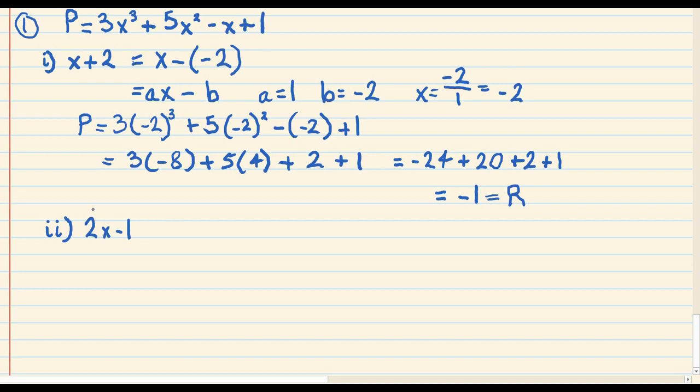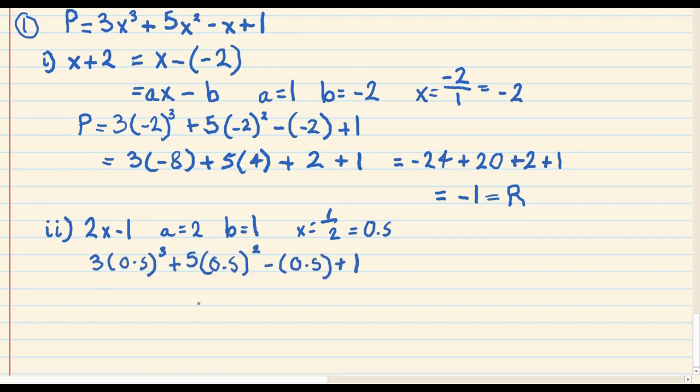For the next example, what is the remainder when you divide p by 2x minus 1? First, you need to arrange in terms of ax minus b. Looking at the expression, it's already in that form, so you can take a and b straight off. Then you calculate your x as b over a, which gives you half or 0.5. Again, you just substitute this into p, which gives you 17 over 8 or 2.125, and that's the remainder.